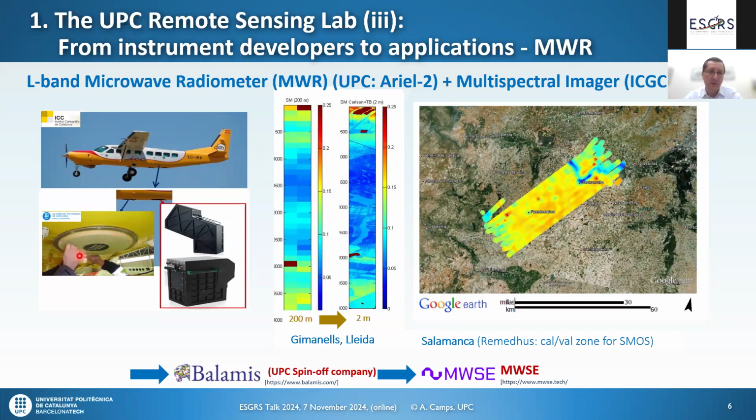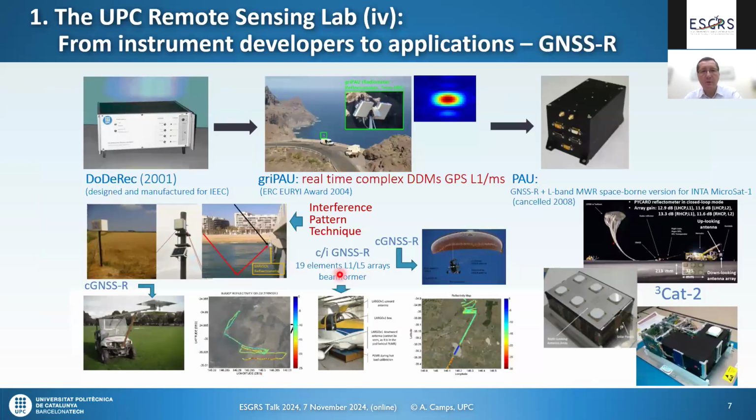As you can see, here it is about half a meter, or actually something less, like 40 centimeters. And the pixel size was about 200 meters. But combining this information, the microwave radiometry information at L-band, together with multispectral imagery with TASI and CASI, so in the visible near infrared and in the thermal infrared as well, we were able to downscale down to 2 meters. And here you have another example in Salamanca over the REMEDHUS test site that was used for the Cal/Val of the ESA SMOS mission.